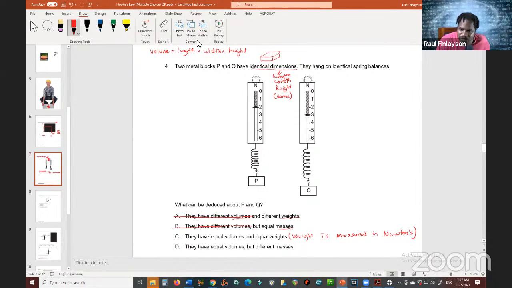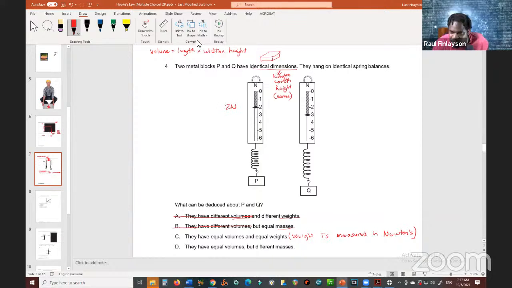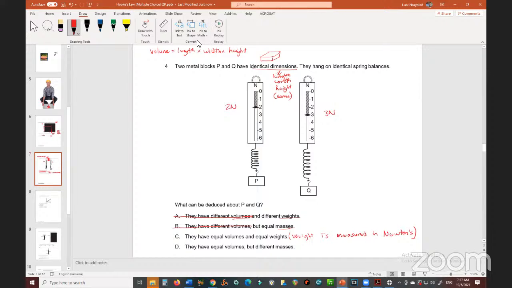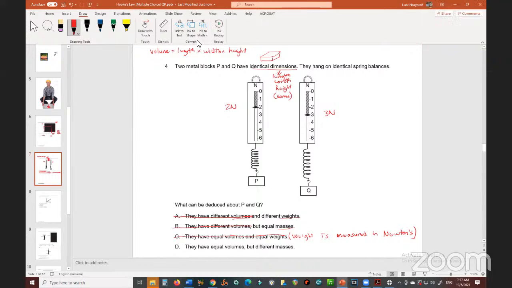So P is how many newtons? 2. Q is how many newtons? 3. Is 2 the same as 3? No. So therefore the weights cannot be equal. Eliminate. We don't need to know the right answer, we just need to have sense and eliminate.